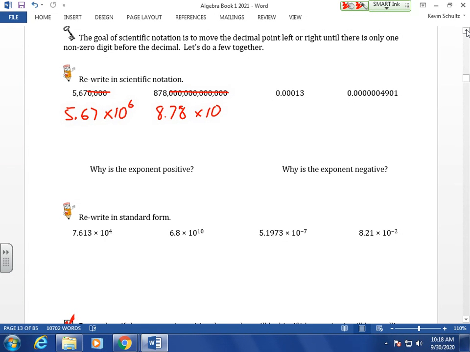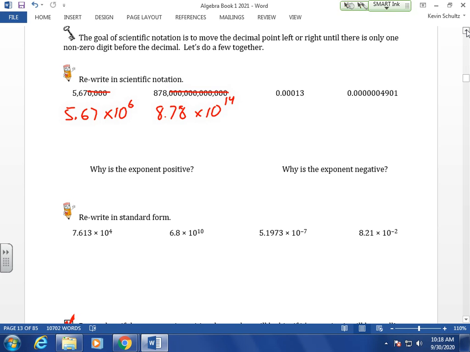14th power. Sometimes when you do really large calculations on your calculator, it'll put the E on the end of it. That's what the scientific notation is representing here. So your calculator can do it too.